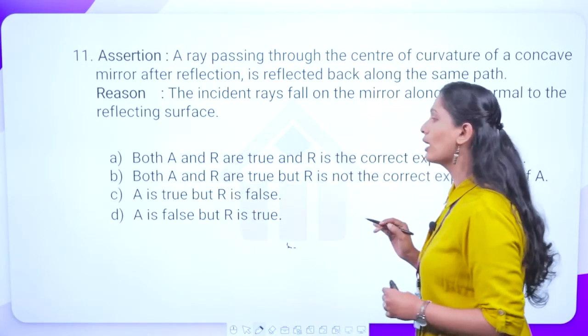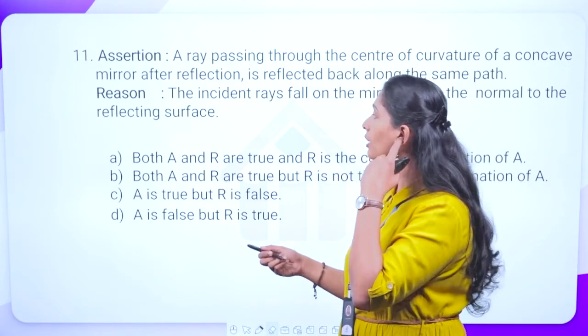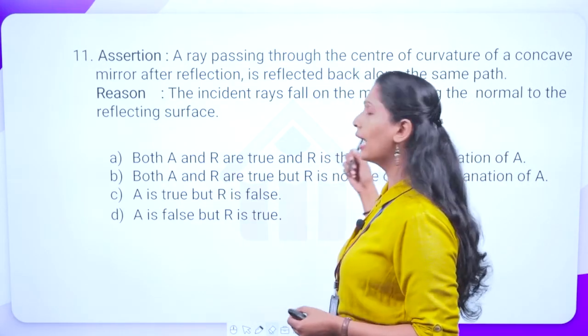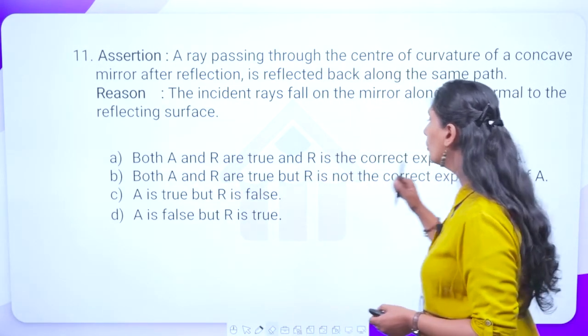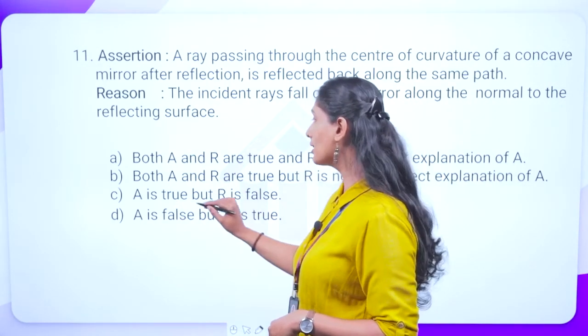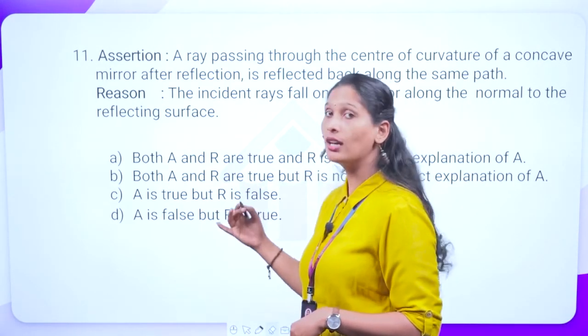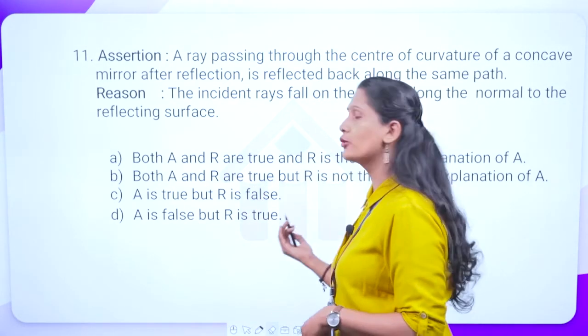Likewise, you have to analyze. So, there are 4 possibilities. Either A and R are correct and giving the correct explanation, or option B, A and R are true but R is not the correct explanation of A. Then there is C, where A is correct and R is false, and option D says A is false and R is true.